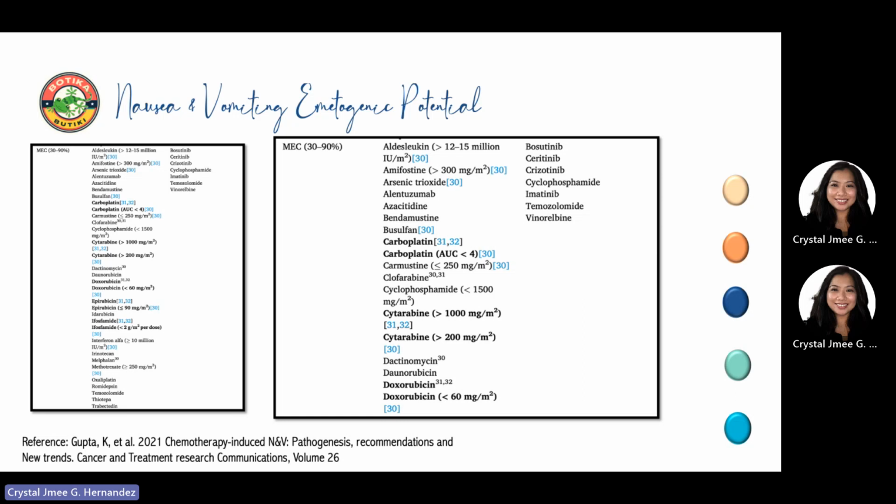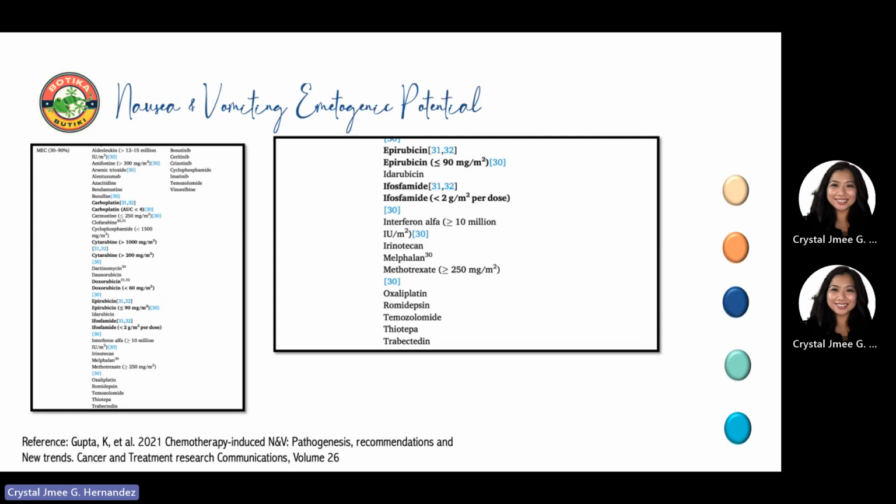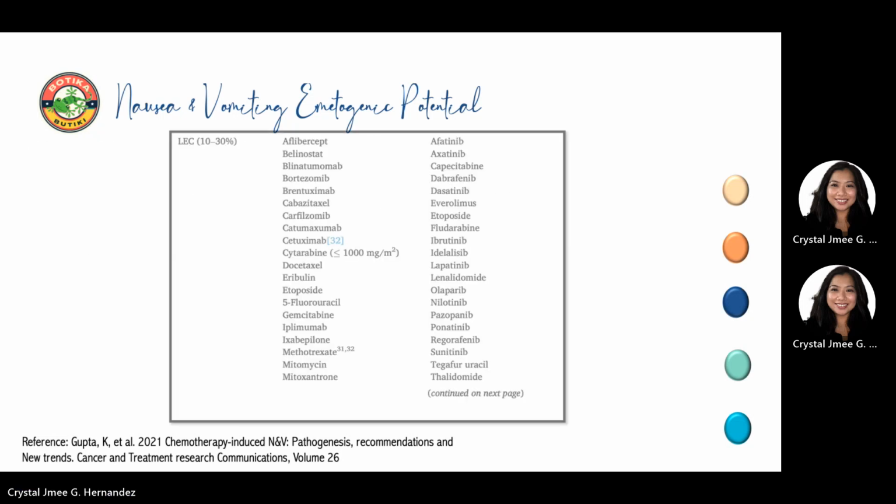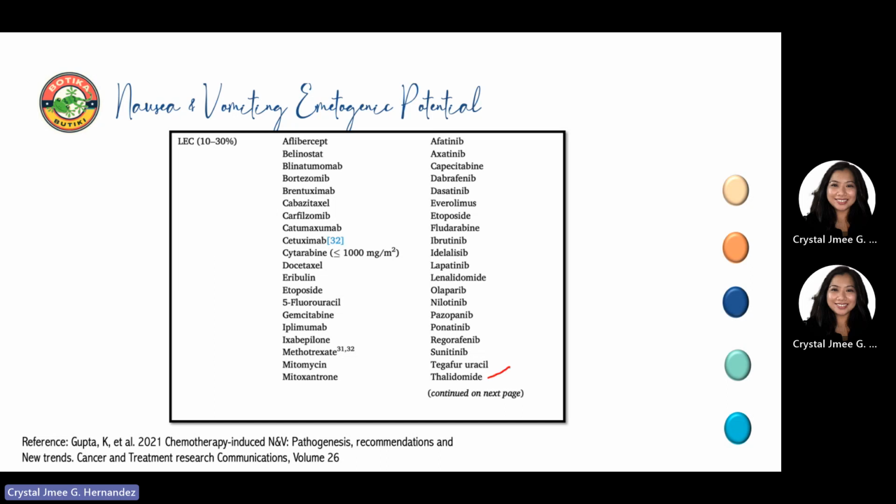The next column is attributed to the oral drugs. And then for the low emetogenic, this is just a continuation. We have melphalan, irinotecan, epirubicin, ifosfamide. And for the low emetogenic capacity, we have on the list mitomycin, docetaxel, and thalidomide is also here.